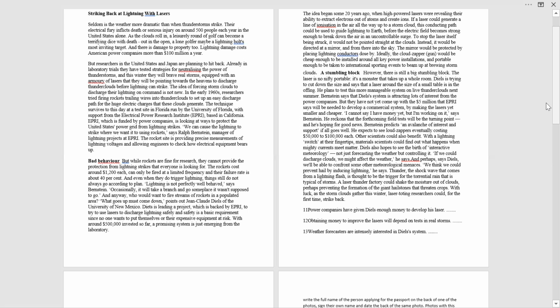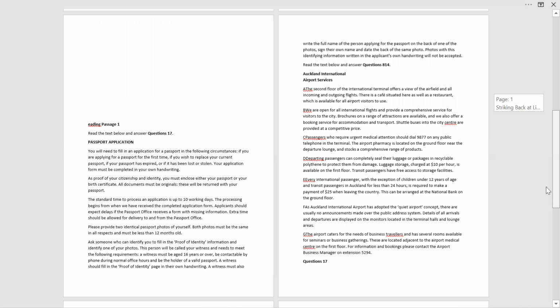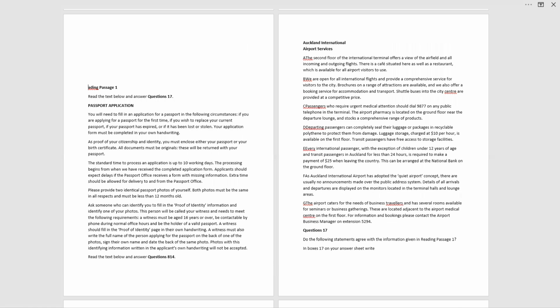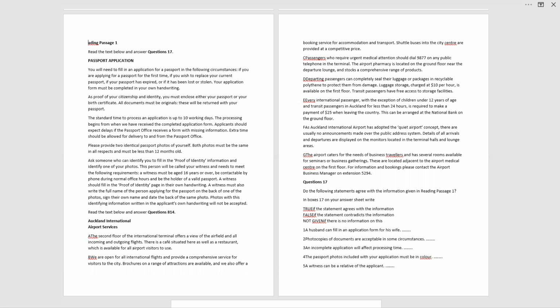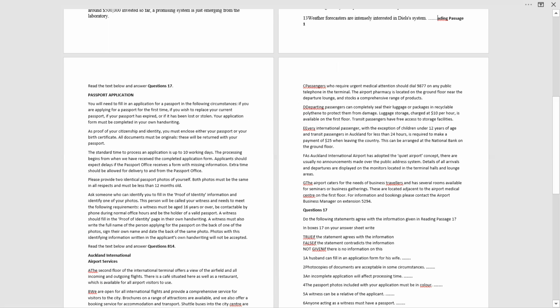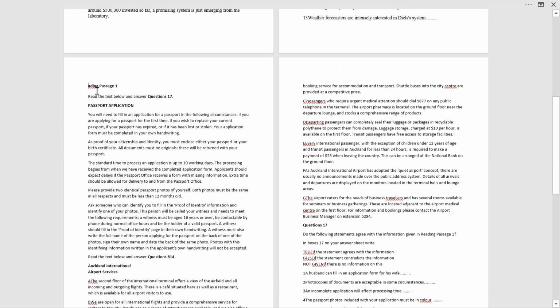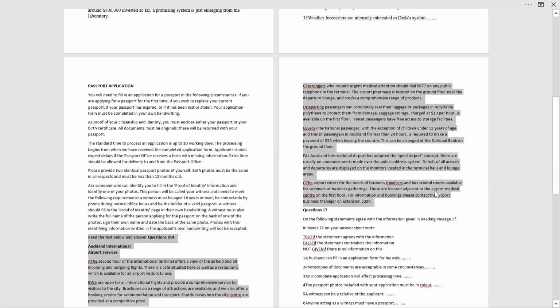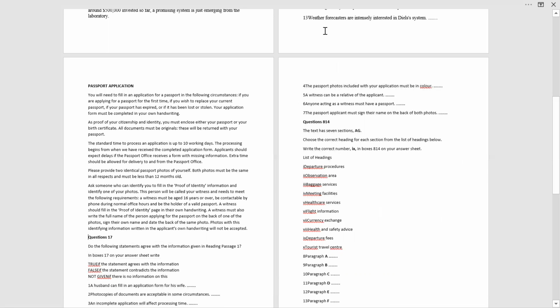So now let's move to the next passage. This is about the passport application and this is of the general context, right? So just a second. Yeah. So it is about the passport application. Questions 1 to 7 are from this one. And we don't need this passage right now because the further questions are from this one. So I'm just picking it up from here, right?